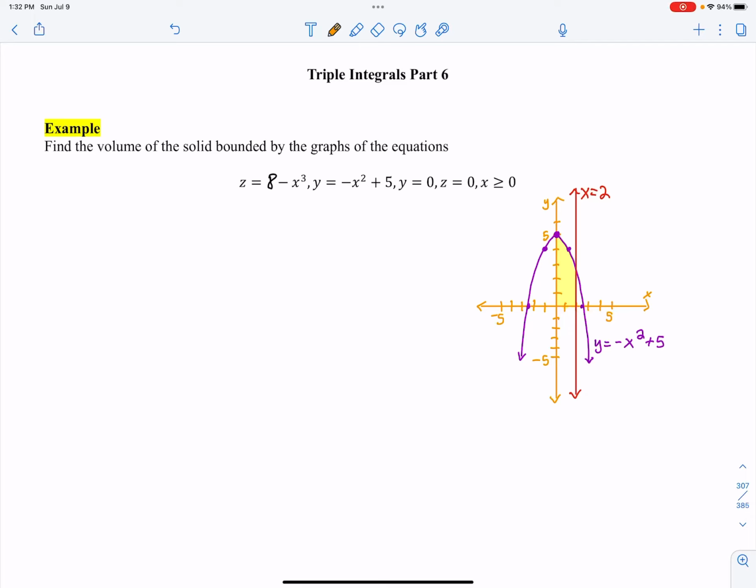This video will continue our discussion of triple integration by working another example. We're going to find the volume of the solid bounded by the graphs, and they gave us these equations. Let's point out our surfaces first. This is our surface right above, and it cuts through. And then they actually give me this as well.